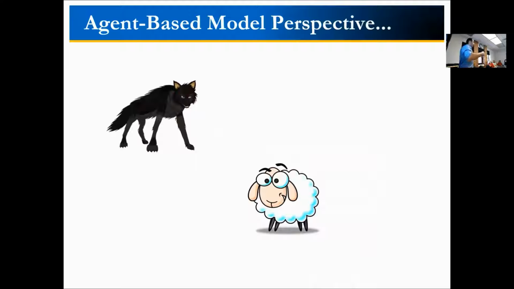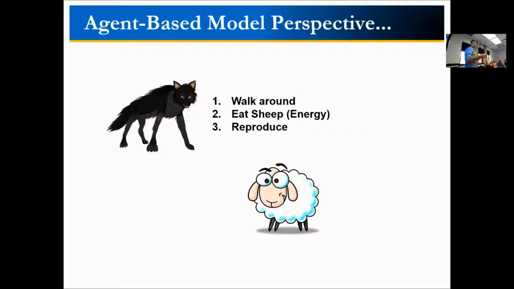But you can sort of capture the same system using a different framework that's called an agent-based model. In this framework, your sheep and your wolf are actually represented as agents. That's why these models are called agent-based models. And they follow simple rules. So the wolves walk around, they eat the sheep, and they reproduce. And the sheep just walk around.